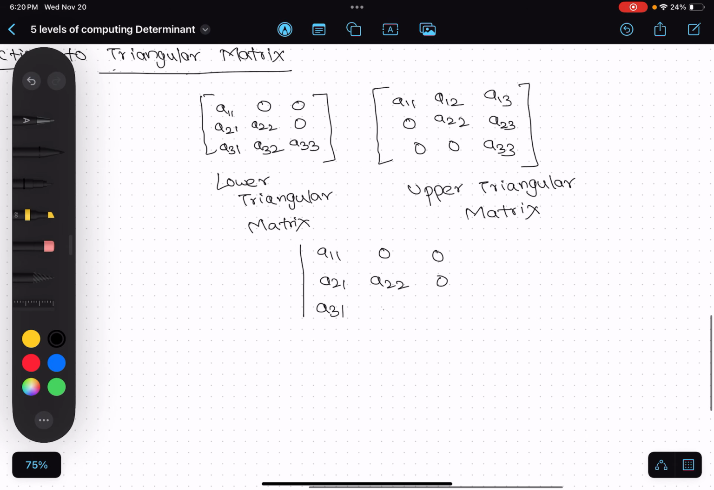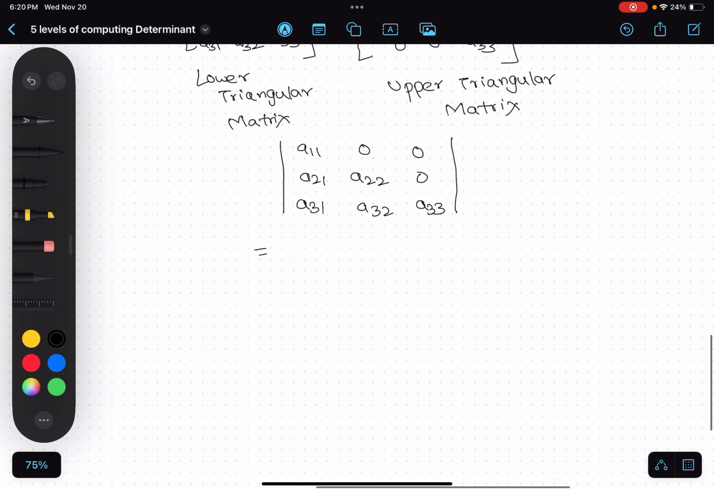Now we were here. The good thing about the determinant of a triangular matrix is that if you try to evaluate this, it will just be A11 times, right? From rule 1, we know that this will be A11 times, again, the determinant of this thing, which is just A22, A33 minus 0.